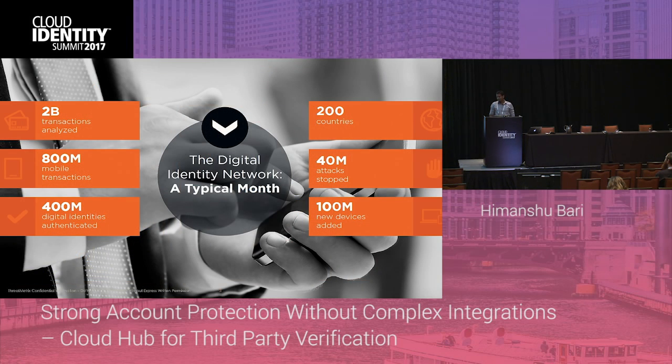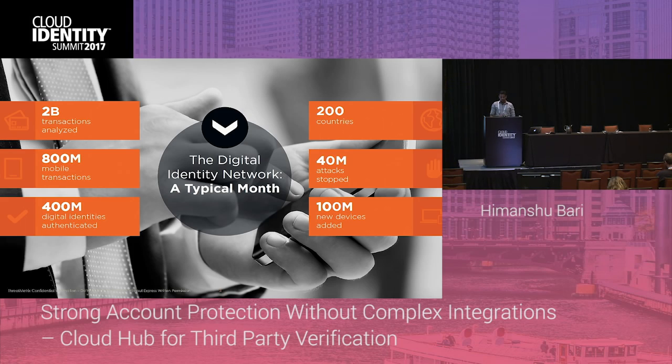Apologies to folks who were here in the second session that you have to see a repeat slide. But again, from a size standpoint, in a typical month we have about 2 billion transactions. Over 800 million of them are coming from mobile devices. And we track about 400 million digital identities across all of these interactions. It's a global network spanning more than 200 countries, with millions of attacks stopped, and about 100 million new devices get added to our network every month. So it's growing at a very healthy clip.